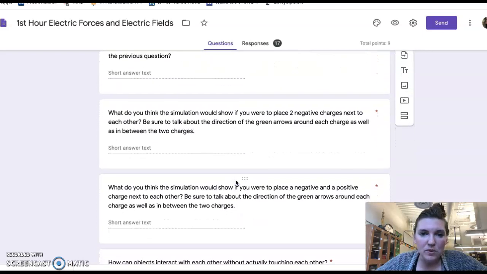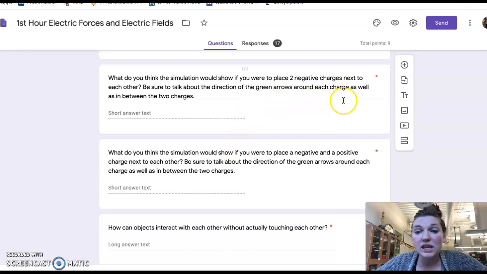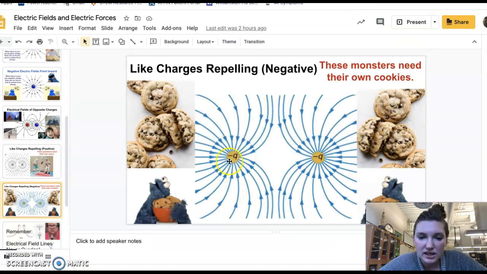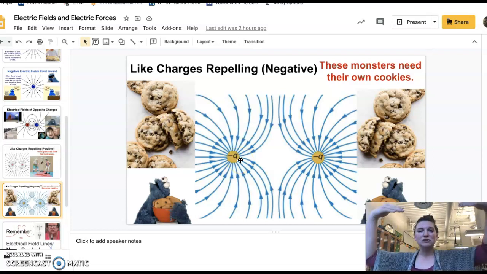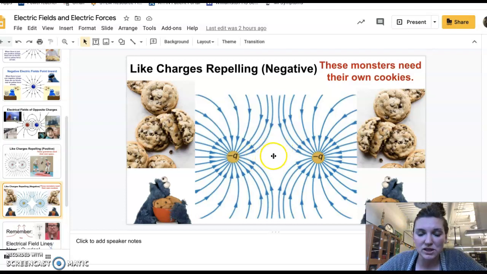Okay, what do you think the simulation would show if you were to place 2 negative charges next to each other? Be sure to talk about the direction of the green arrows around each charge as well as in between the 2 charges. So 2 negative charges are going to look like this, right? So all the electric field lines are pointing in towards those negative charges, but when there's 2 of them close to each other, there's going to be that curve between them, and it's going to send particles, you know, like if we placed a negatively charged particle in between the two, it's going to shoot it up or down, okay?